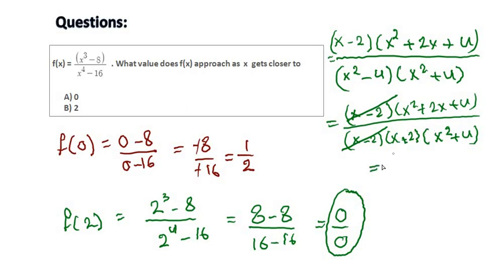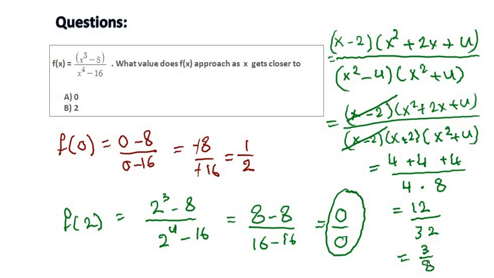If we substitute 2 in this function, this is 2 squared, which is 4, plus 2 times 2, which is 4 again, plus 4, divided by 2 plus 2, which is 4, times 4 plus 4, which is 8. This is 12, divided by 4 times 8, which is 32. Or you can simplify it more, it is 3 over 8, or 0.375.